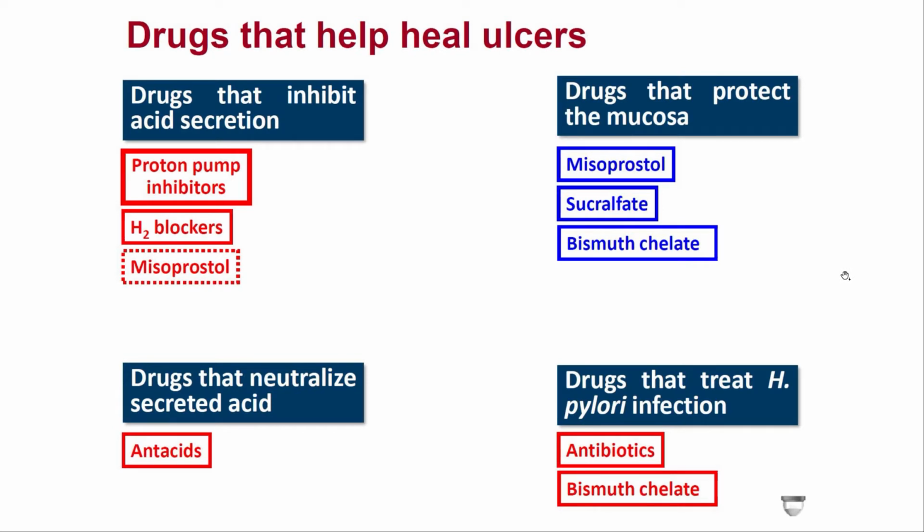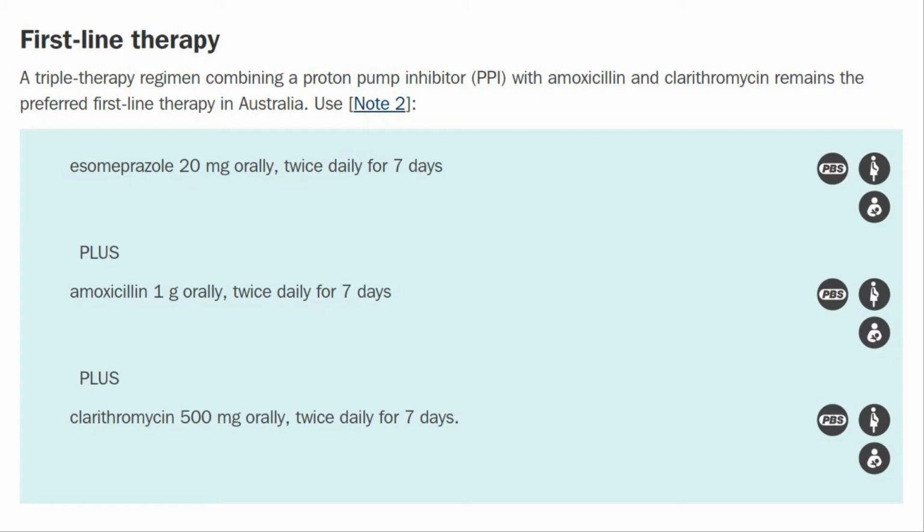Here's that just nicely summarized. So things that stop acid coming out are PPIs and antihistamines, as well as the misoprostol. Things that protect the mucosa are stuff like sucralfate and bismuth, and sucralfate's the jelly stuff that coats the gastric mucosa. You've got your antacids, and then you've got drugs for H. pylori, which are antibiotics and bismuth.